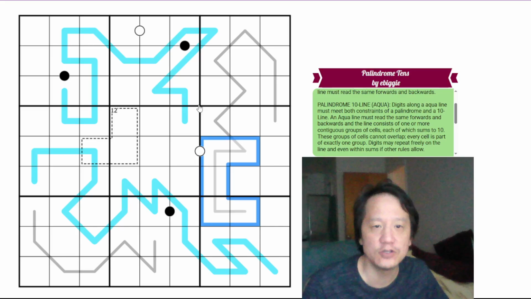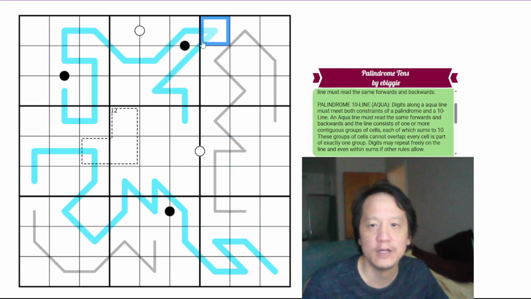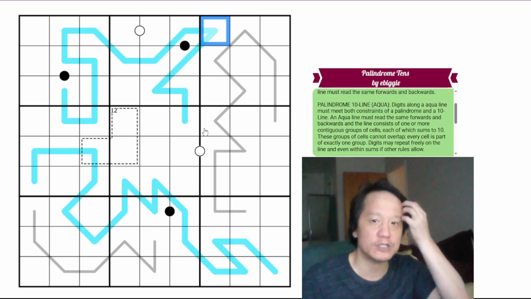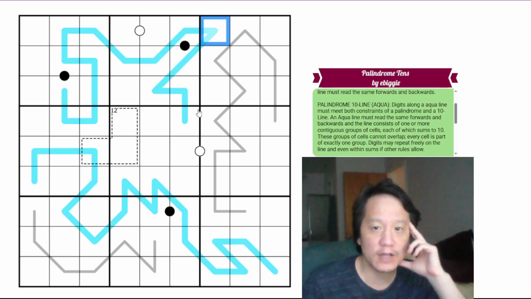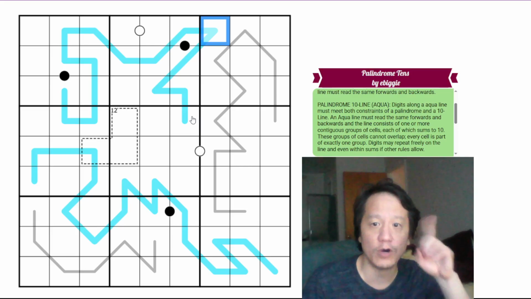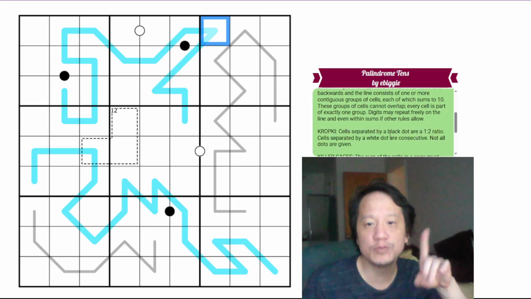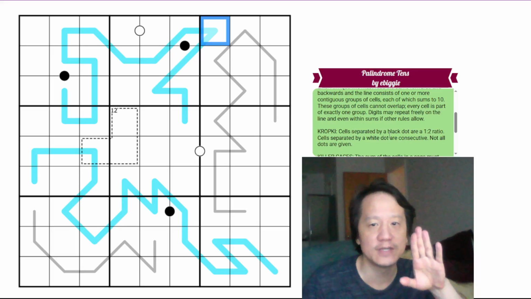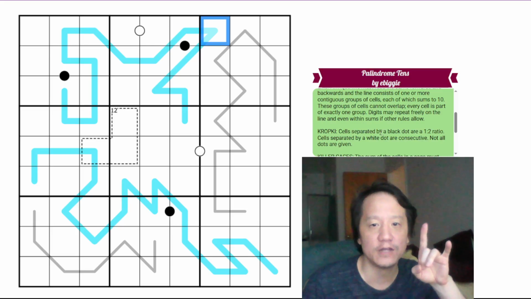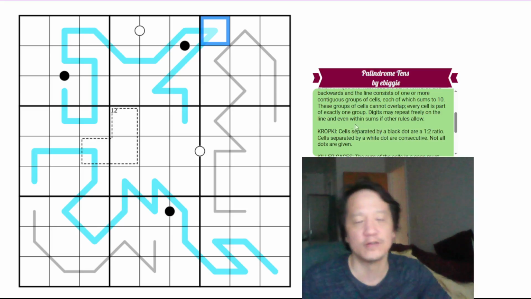We also have palindrome 10 lines, which are aqua. Digits along an aqua line must meet both constraints of a palindrome and a 10 line. So an aqua line must read the same forwards and backwards like a palindrome line, and the line consists of one or more contiguous groups of cells, each of which sums to 10. Those groups of cells cannot overlap, and every cell is part of exactly one group. Digits may repeat freely on the line and even within sums if other rules allow.